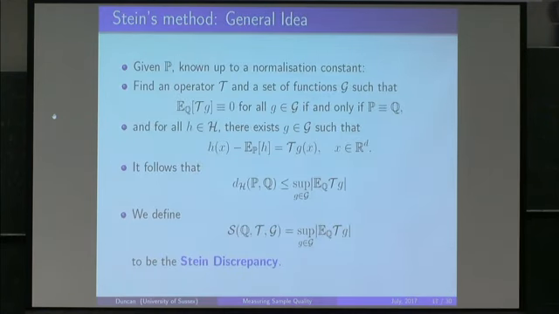If we take the expectation with respect to Q on both sides, then we get the expectation of h with respect to Q minus the expectation of h with respect to P is equal to the expectation with respect to Q of Tg. Then if we take the supremum over all functions in H, we get the following bound. We can bound above our discrepancy, which for our choice of H would be the Wasserstein distance, by this functional here. In fact, we call this the Stein discrepancy. This is a very important quantity.